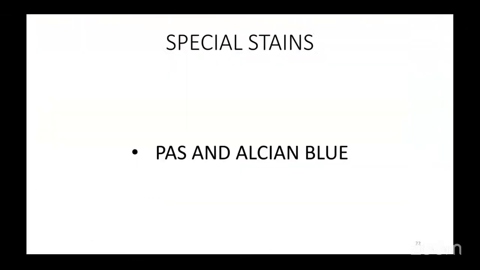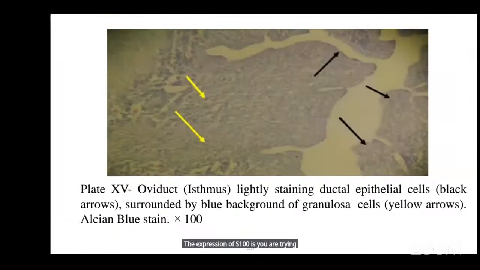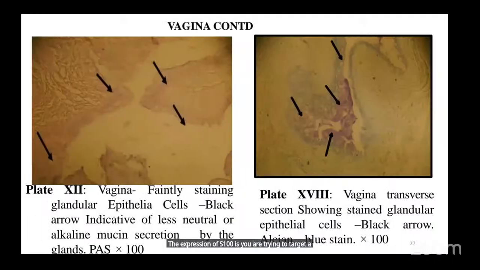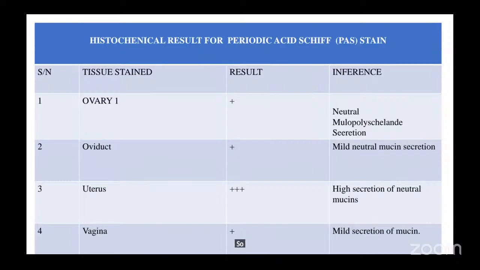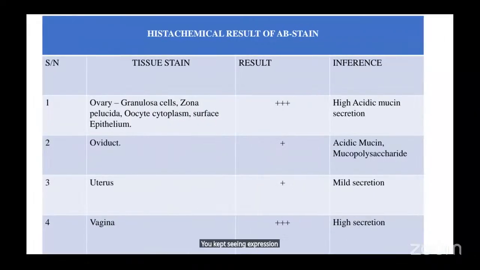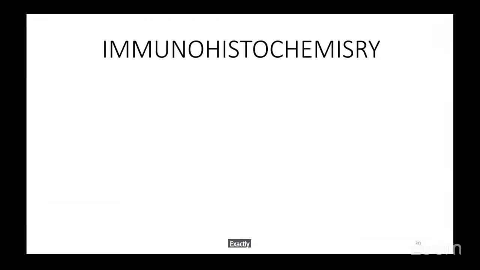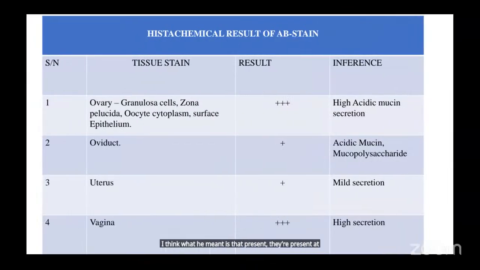When the tissues were stained with S100, you are trying to target neural tissues. So the presence of those neural tissues is different from expression. You kept saying expression, expression, expression. So I'm wondering what is being expressed that you are detecting with S100. I think what he meant is that they are present. They are present at that stage. So it's not really expression.